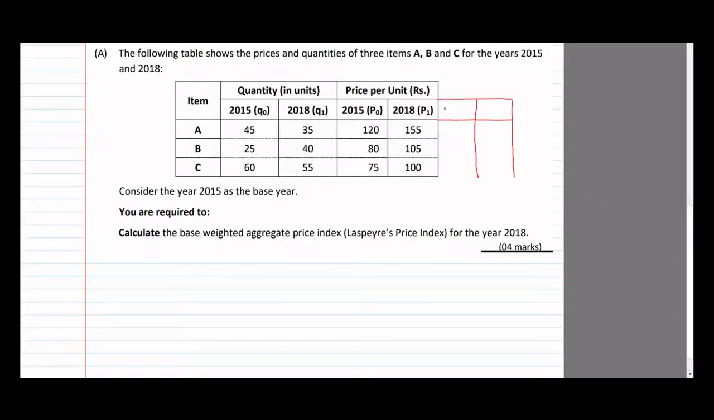So we need P naught Q naught and P1 Q naught, no? Tell me what are the sums of these two columns? P naught Q naught is what? 11,900. Okay, 11,900. What is P1 Q naught? 15,600.